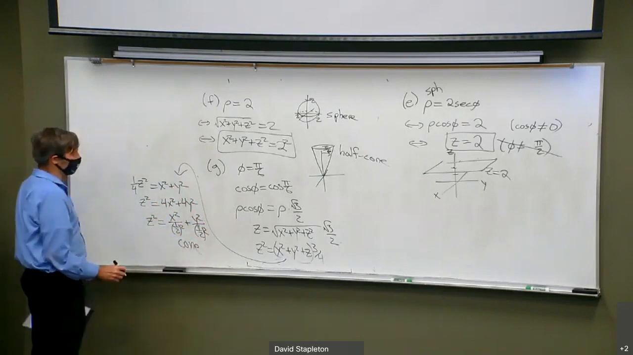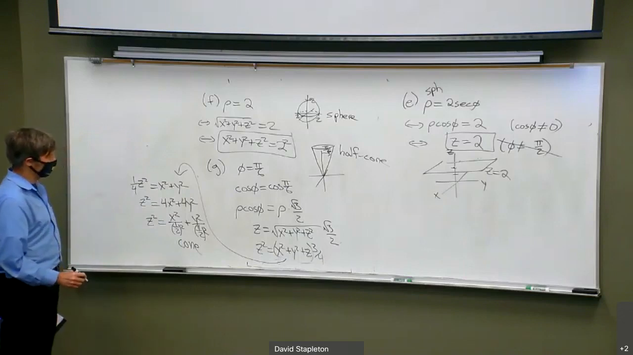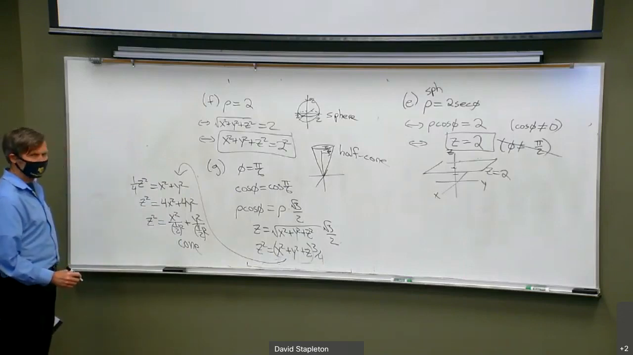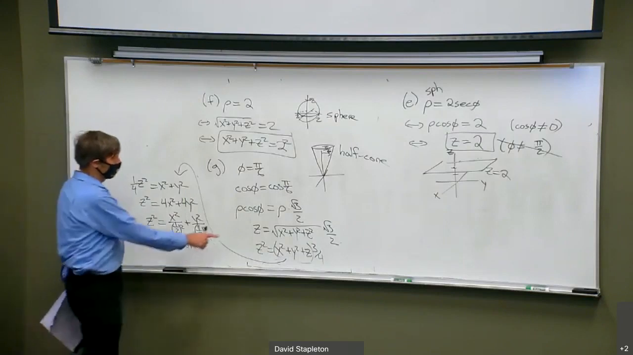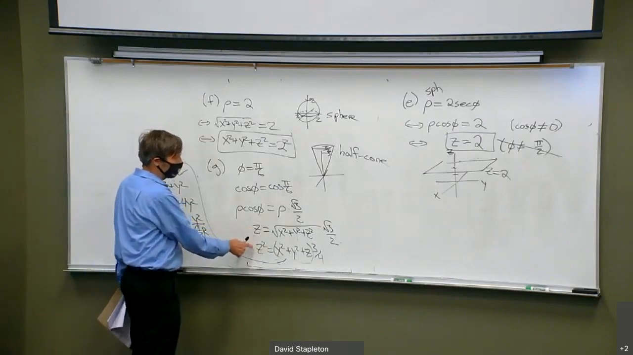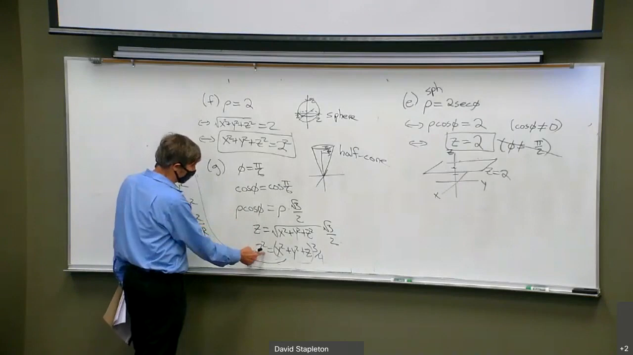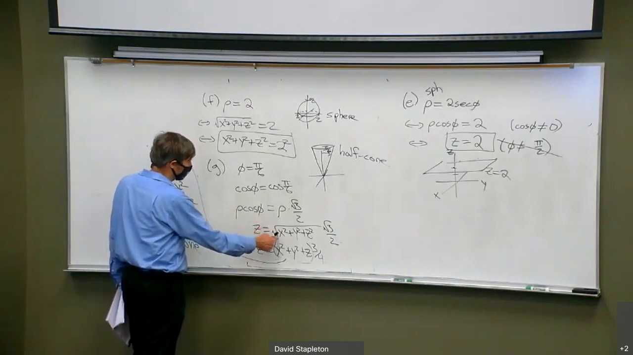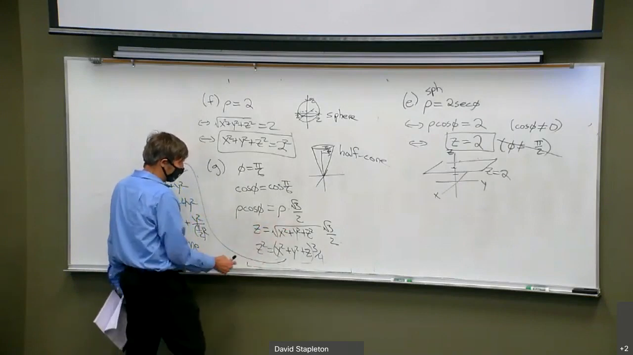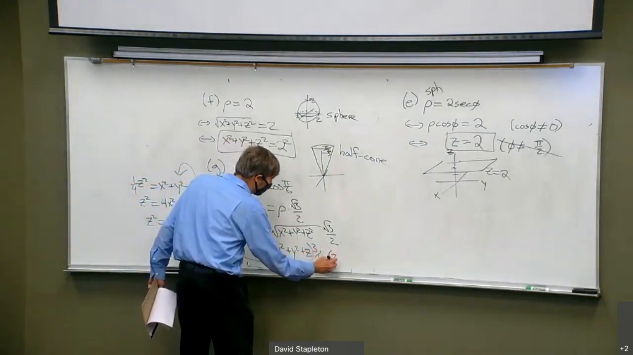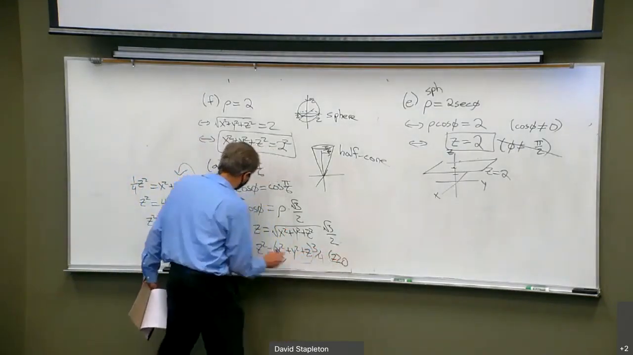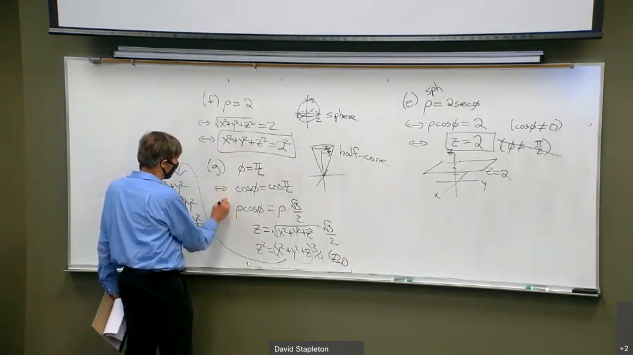Oh, but there's something missing. These weren't all equivalent statements. What did I mess up? Right here, when I squared both sides, I can introduce extra solutions. This allows z to be negative, where this means the non-negative square root. So I have to attach here z greater than or equal to 0 to make it equivalent. So now these are all equivalent.